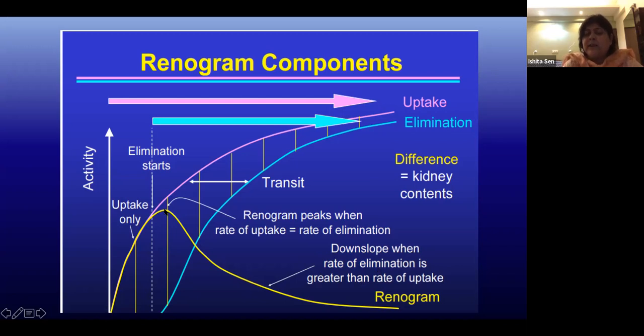So it is not exactly, there is an overlap, and it is a continuous process. It is not that it just takes up and then puts out from here. But at this point somewhere, you start seeing a downslope when the rate of elimination is greater than the rate of uptake. And this shows the duration it takes from peak max to 50% max, which is the renal parenchymal transit.